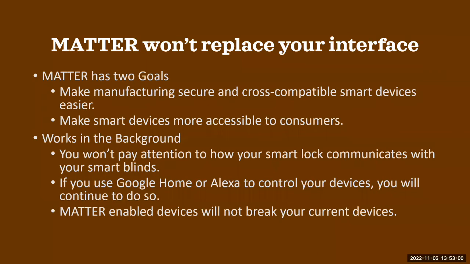So there are two goals in mind. One is to make manufacturing secure and cross-compatible, and make smart devices more accessible to consumers. It's also going to be working in the background. You won't have to pay attention to how your smart lock communicates with your smart blinds. If you use Google Home or Alexa to control your devices, you will continue to do so. Matter-enabled devices will not break your current devices.